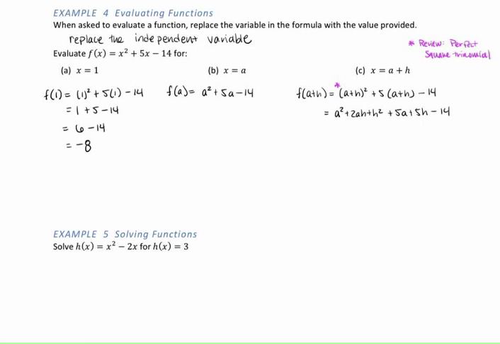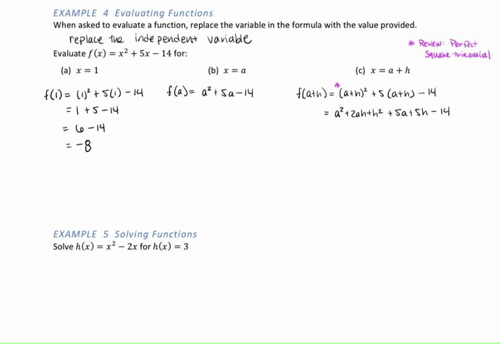So now I'm going to take a look to see if I have any like terms. I don't. I have an a squared and h squared. They're not like terms. I have an a times h, an a, and an h. Those are not like terms. And I have a number, a constant. So I have no like terms, so I'm done.